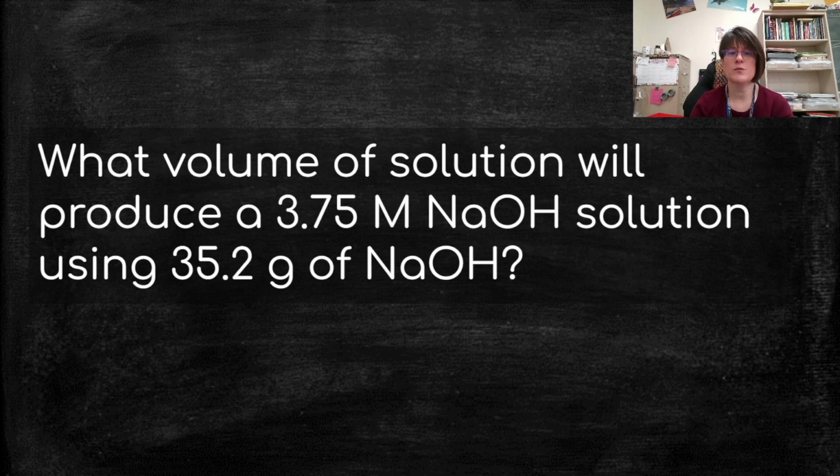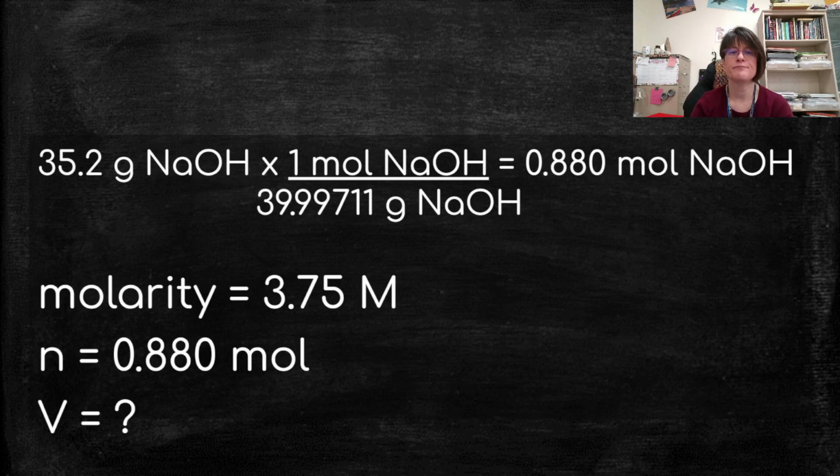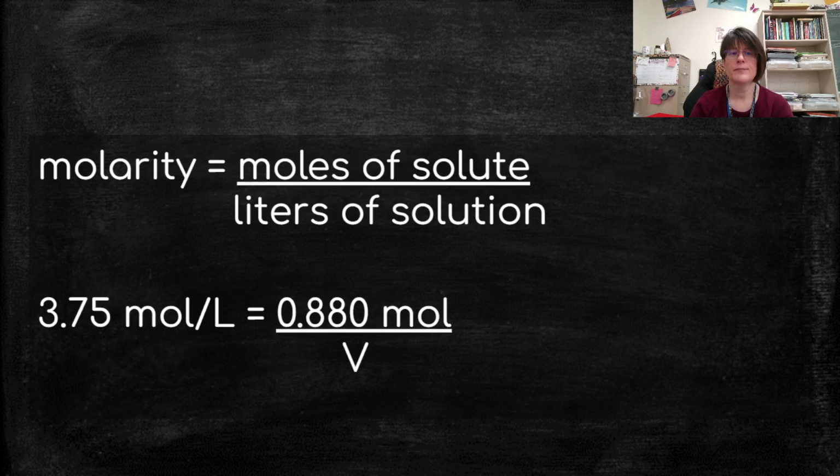Another kind of problem we can solve is, what volume of solution will produce a 3.75 molar sodium hydroxide solution using 34.52 grams of sodium hydroxide? The first thing we need to do is convert the grams of sodium hydroxide to moles using the molar mass. Divide that into the number of grams, and I get 0.880 moles of sodium hydroxide. So now the molarity is 3.75 moles per liter, the number of moles is 0.880 moles, and we're looking for the volume.